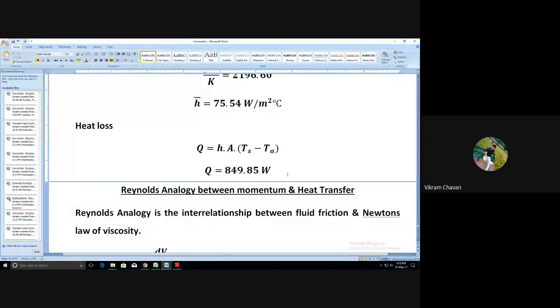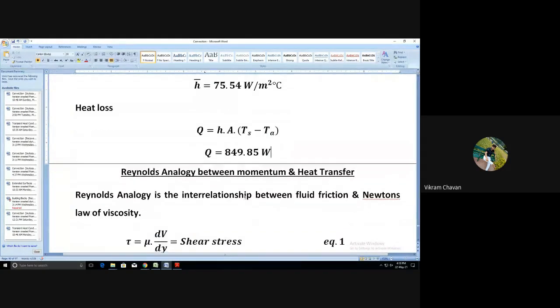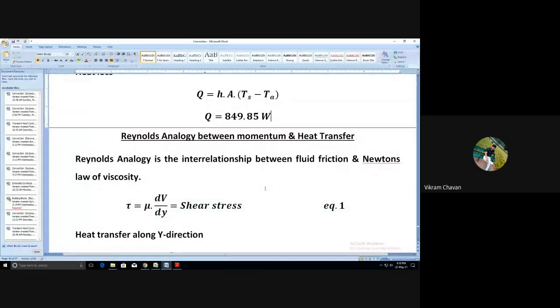Now we'll discuss the Reynolds analogy between momentum and heat transfer. Here we are going to consider the Reynolds analogy. Reynolds analogy is about fluid friction and Newton's law of viscosity. What is the output of this particular Reynolds analogy? We can use it to infer the data of shear stress. By measuring the shear stress, we can calculate the heat transfer.